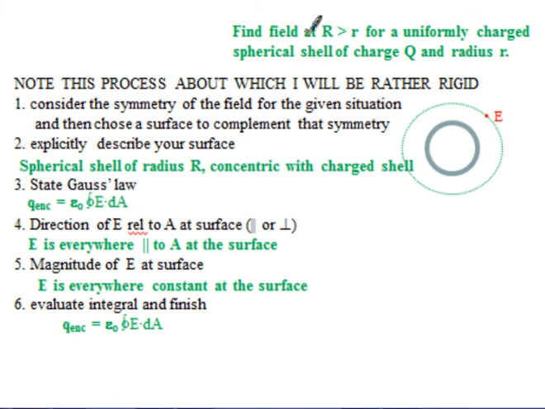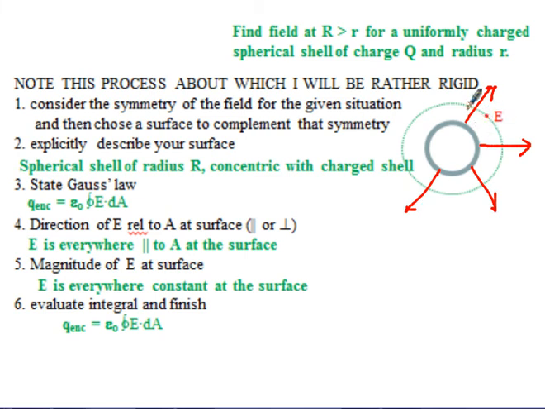Here's the task. Find the field at capital R, which is greater than lowercase R, the radius of this shell. It's a shell of radius R and charge Q, and it's uniformly charged. So I think about this thing and I would say, oh, well, the field is going to be going radially out from this thing, and you have to perceive that, or you're just flailing.